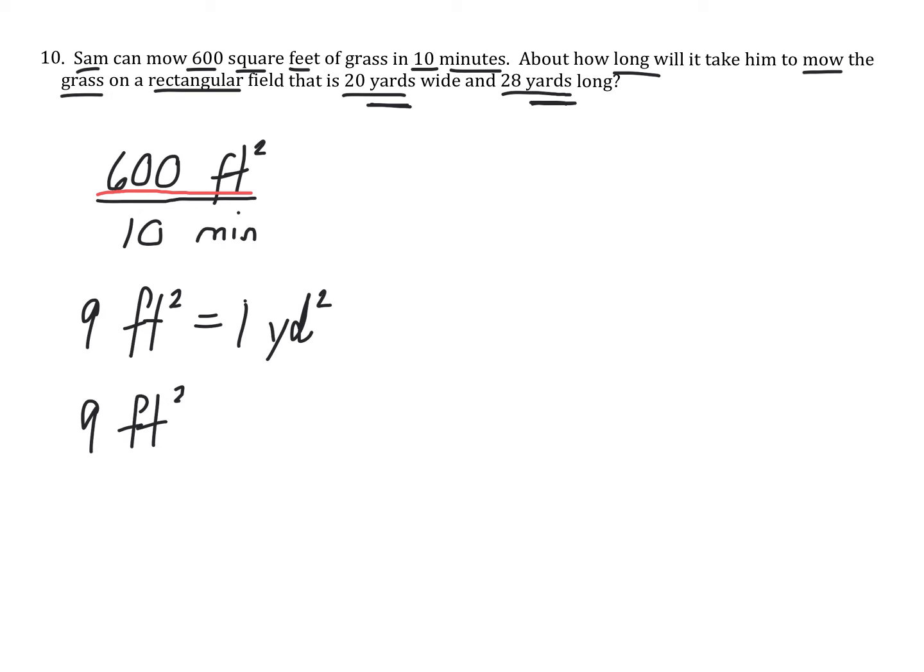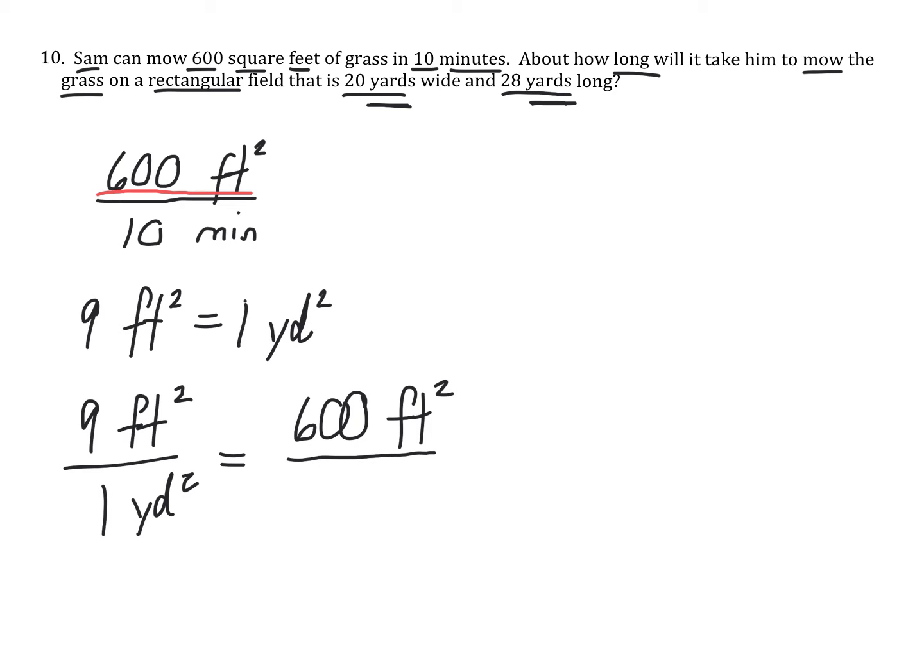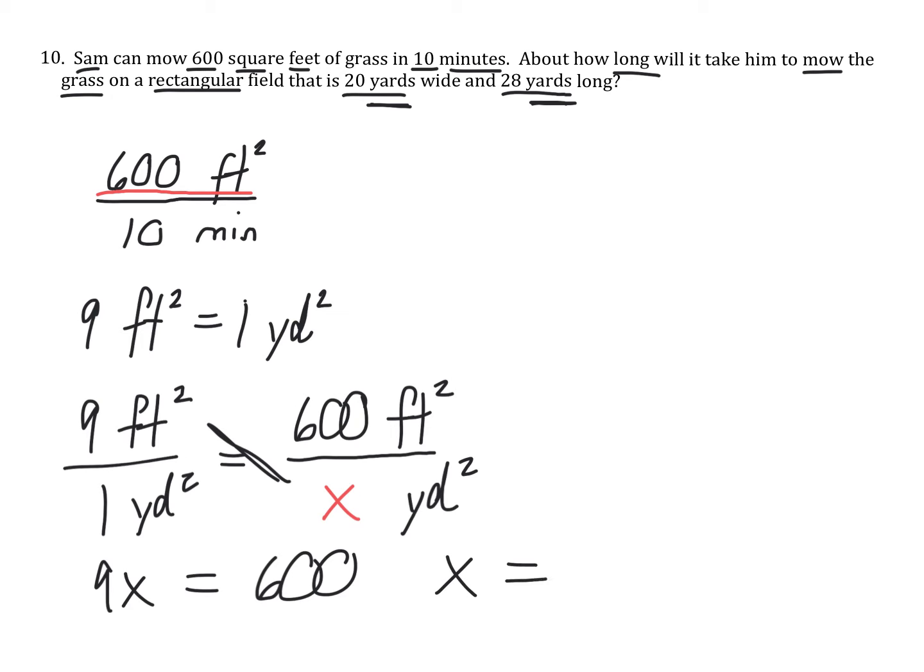So we have 9 feet squared to 1 yard squared. And they're telling me he can mow 600 feet squared. And I'm trying to figure out what that's going to be in yards squared. So once I have my proportions set up, we can cross multiply and solve. I'm going to end up with 9x equals 600. And then x equals 66.7 yards squared.